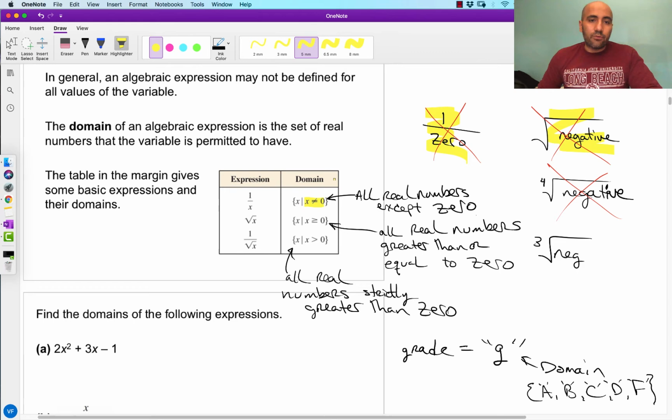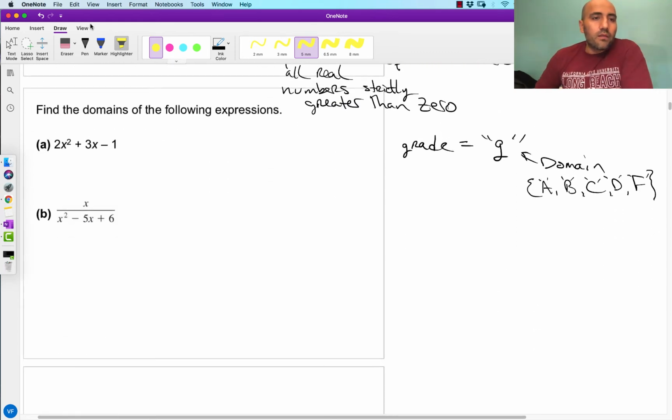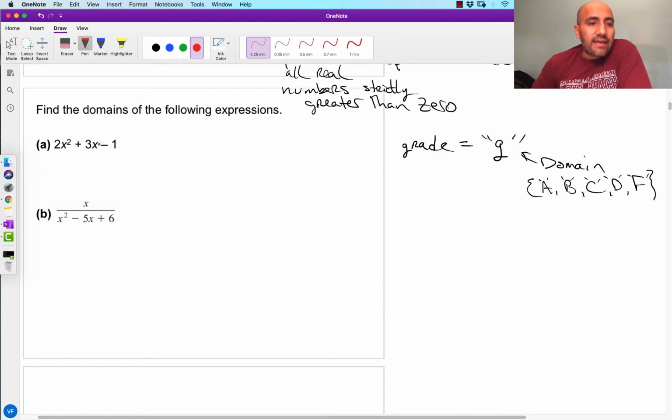Okay, let's look at some examples. The first one, what kinds of values can I allow x to be and not violate one of my two rules? Remember, there's only two rules. You're not allowed to divide by 0. You're not allowed to take the square root of a negative number, the even root of a negative number. And that's not going to happen here no matter what I do. If I let x equal 2, I'm not going to violate one of those two rules.